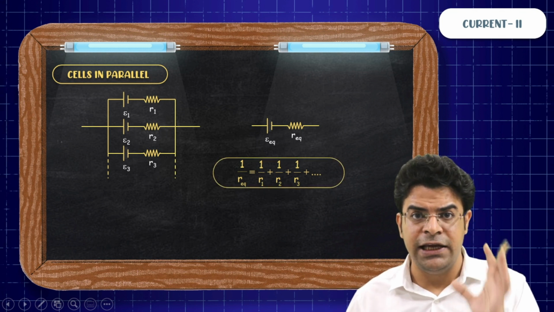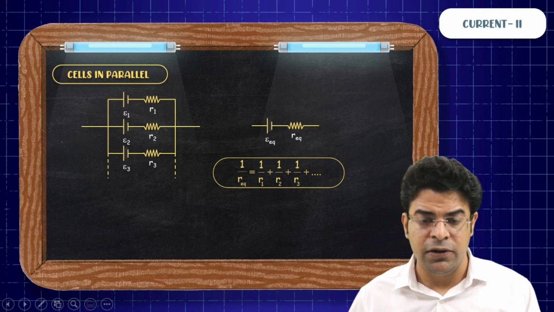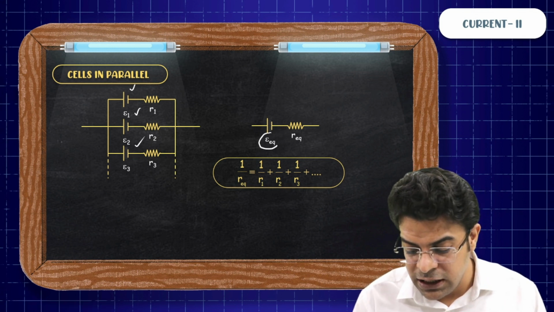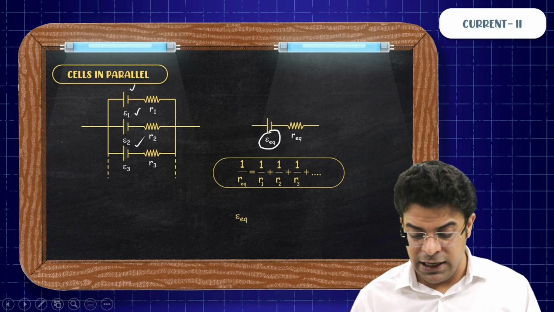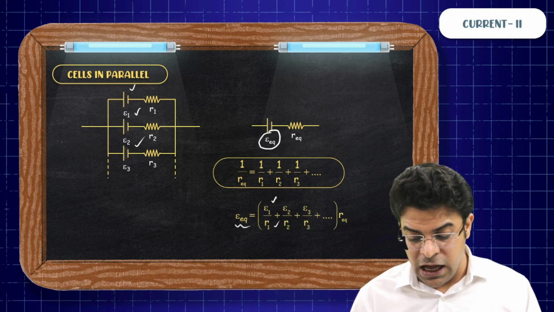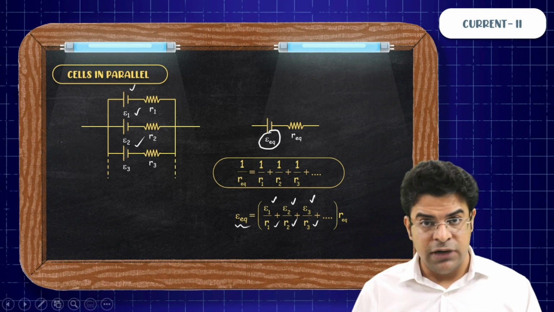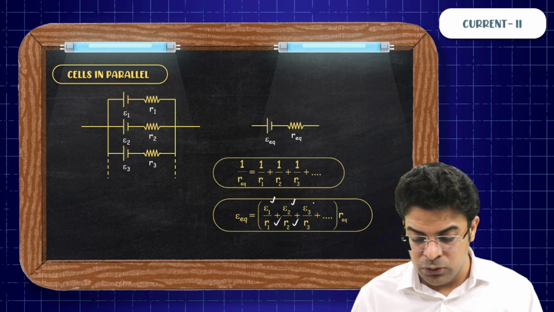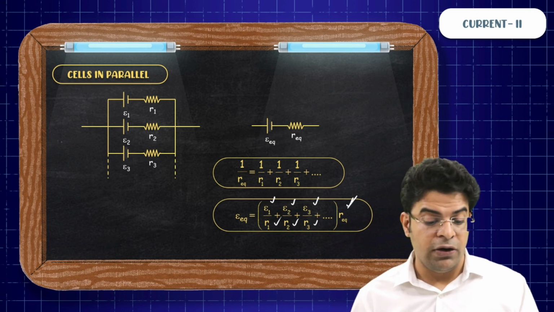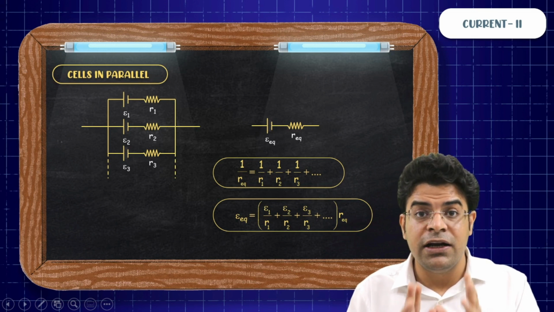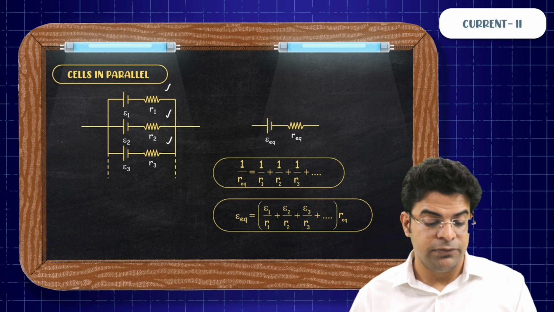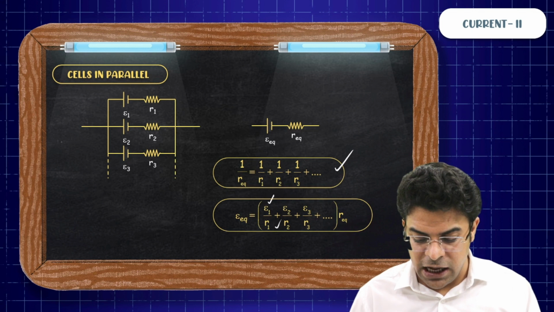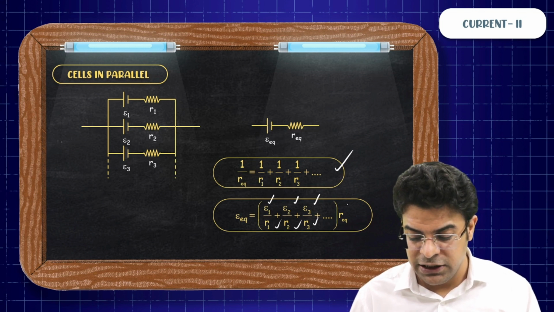Now how to find the E equivalent? Remember the formula of E equivalent? Replacing all these cells, I will place a single cell, and how much has to be the EMF of that cell? So we say that the equivalent EMF is given by E1 by R1 plus E2 by R2 plus E3 by R3 and so on, multiplied by R equivalent. Once more, E1 by R1 plus E2 by R2 plus E3 by R3 and so on, multiplied by R equivalent. So this is how you find the equivalent EMF of these multiple cells. So R equivalent same like resistances in parallel, and E equivalent as E1 by R1 plus E2 by R2 plus E3 by R3 into R equivalent.